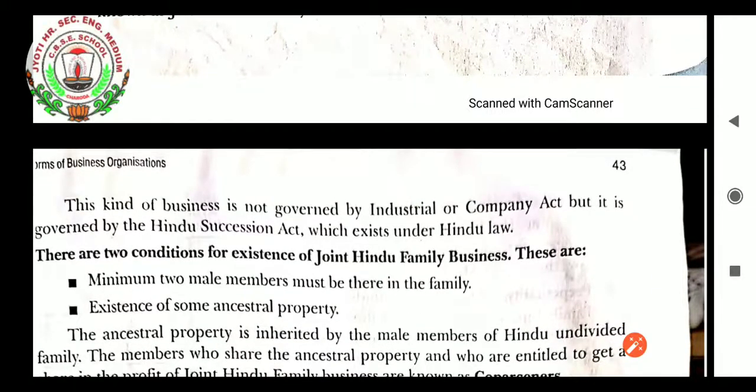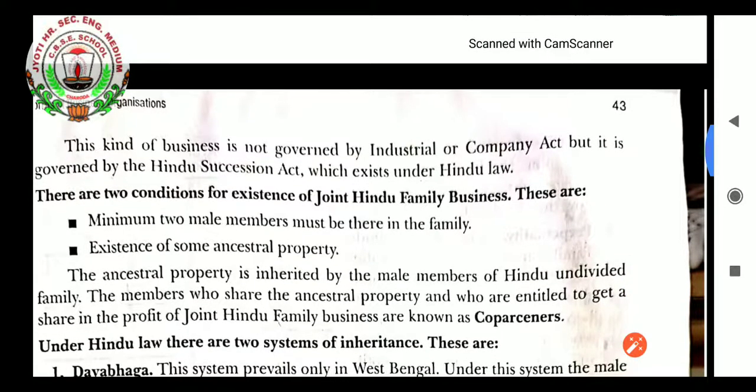So the point which has to be remembered by the student is this type of Hindu undivided family business does not have any legal formalities, but it is governed by one succession law, that is the Hindu Succession Act. It is an act formed by the Hindu religion for running this type of business. There are two types of Hindu undivided family business prevailing in our country.